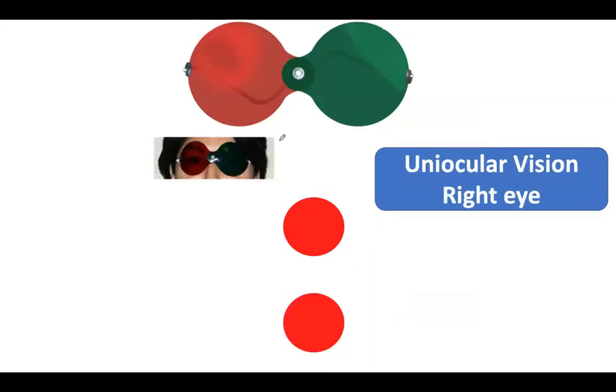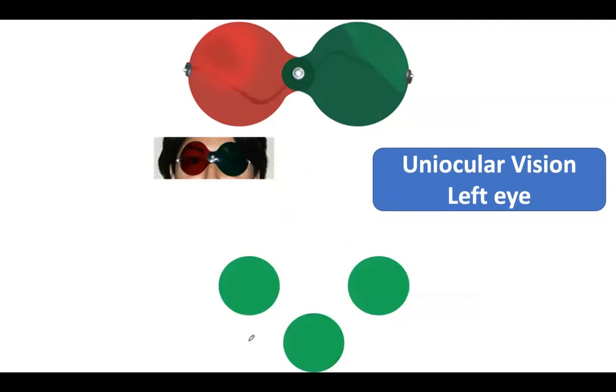If the patient has suppression of the left eye, then the patient can see only with the right eye. He will see the red dot and the white dot will be red. If he has right eye suppression, then he will be seeing only with the left eye.